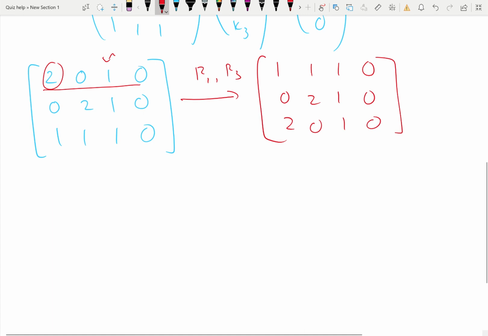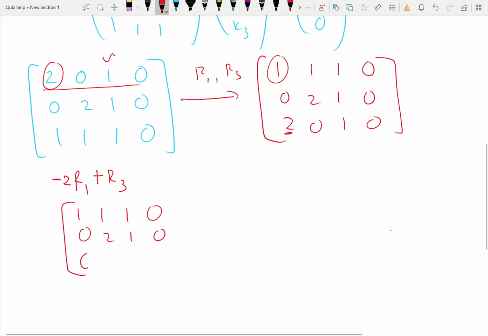Okay, all right, so now this is the pivot position, it's 1, ideal. Now you want to make this 0. So what you can do is multiply R1 by -2 and add it to R3, but in the process you don't change R1, right? 1 1 1 0, 0 2 1 0, the second row doesn't change. So if you add, the purpose is to make it 0, right? -2 plus 2 is 0, -2 plus 0 is -2 here, -2 plus 1 here is -1. So this is what we get.